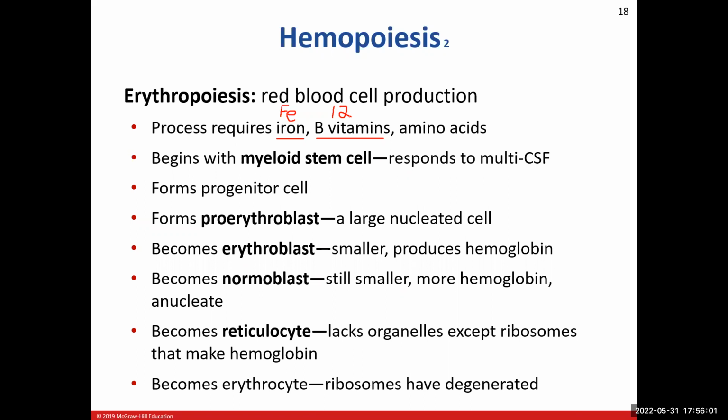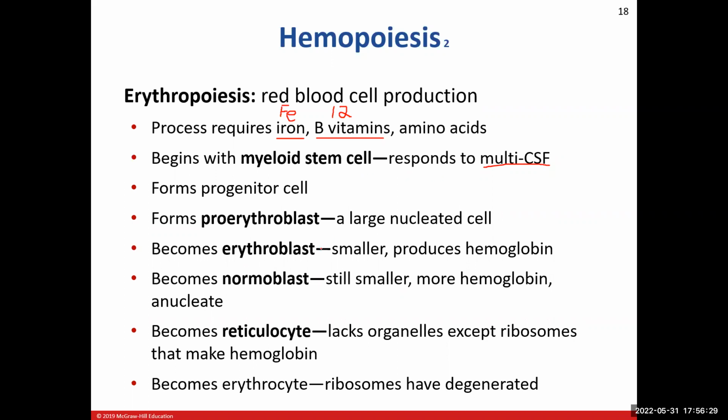So again, I don't expect you to memorize all these different stages of erythropoiesis, but there's a couple of things that I definitely want you to know. I'm going to point those out. So we're going to start off with our stem cell, the myeloid stem cell. And so that multi-CSF will be produced. It's going to stimulate the myeloid stem cell to move into our progenitor stem cell line.